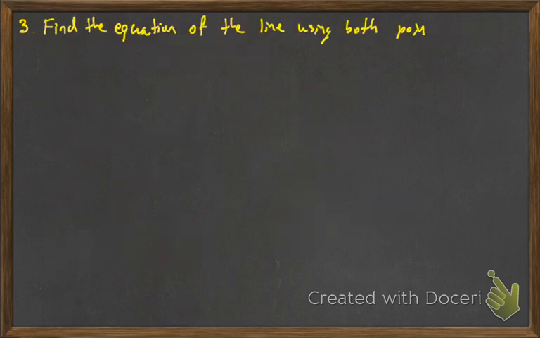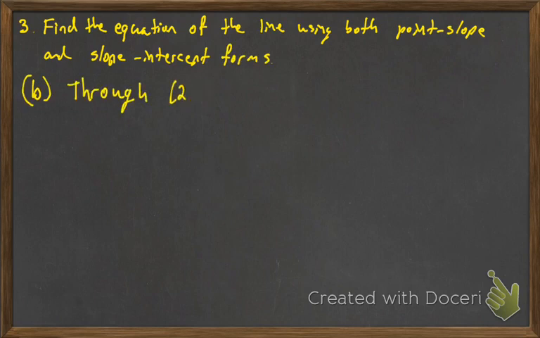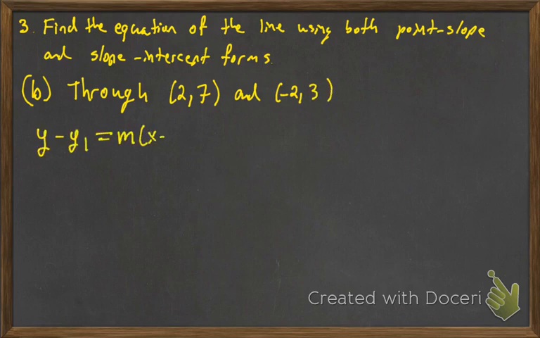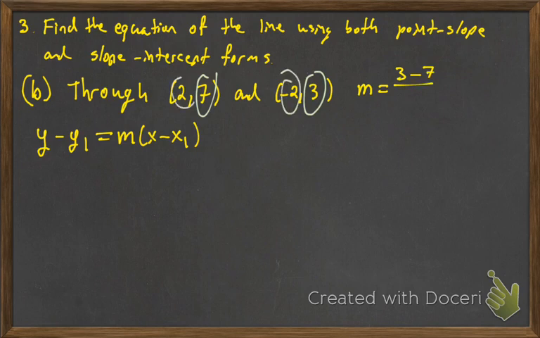So same instructions, but this time they're going to give us 2 points. And so if they're giving us 2 points, then when we write down our point slope formula and our slope intercept form, what we're going to realize is we're missing m, and so we have to go find it. So we're going to do y2 minus y1 over x2 minus x1. And simplify that down, minus 4 over minus 4, so that gives us a slope of 1.